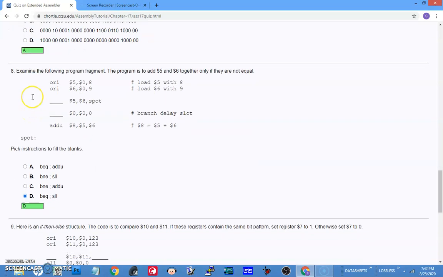Now this is again a simple check on your understanding of the branch instruction. So they have told that you have to add $5 and $6 if they are not equal. So add instruction is there. So this is the add. This should be executed when they are not equal. So when they are equal, you should not execute this.